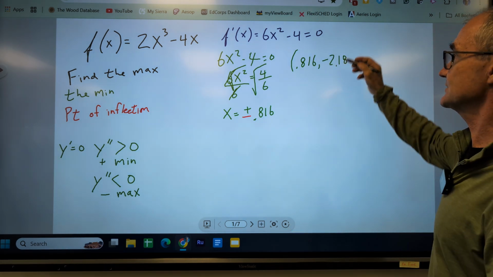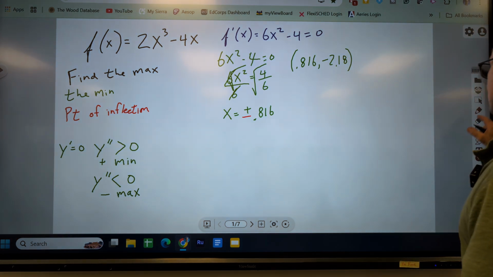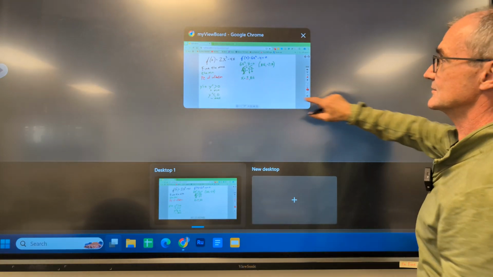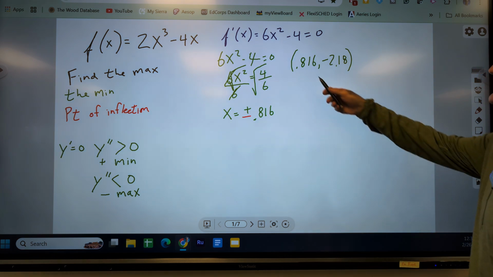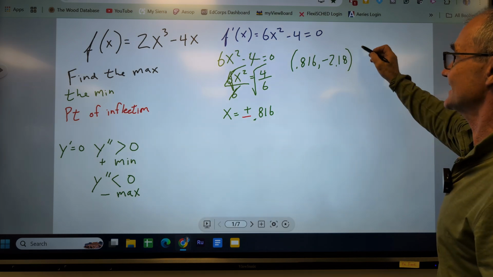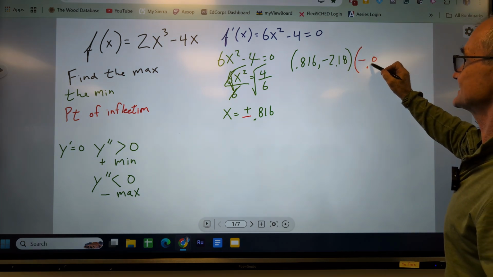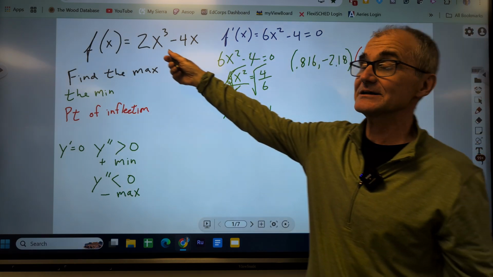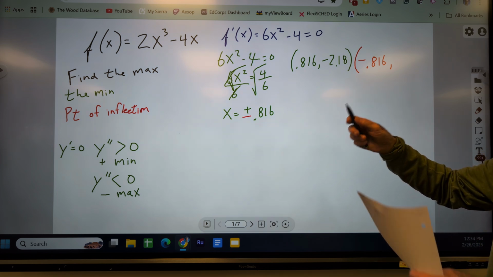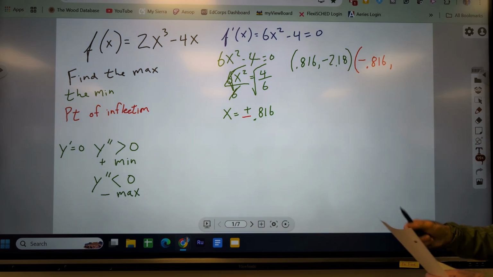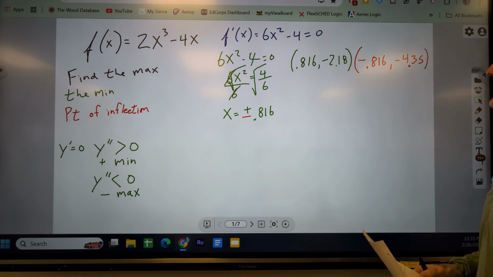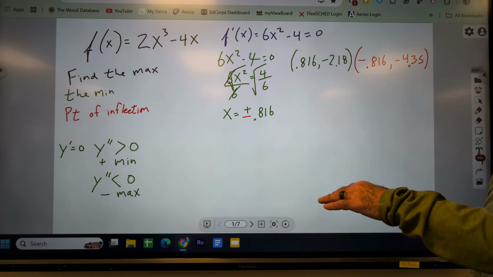But remember, when I take square root, I have two solutions. So let's find that second solution in red here. When x is equal to 0.816, my y output is negative 2.18. And then now let's find the negative value. When x is negative 0.816, I'm going to plug it again into my original function. Negative 0.816 cubed times 2 minus 4 times negative 0.816 is going to give me a 4.35 value.